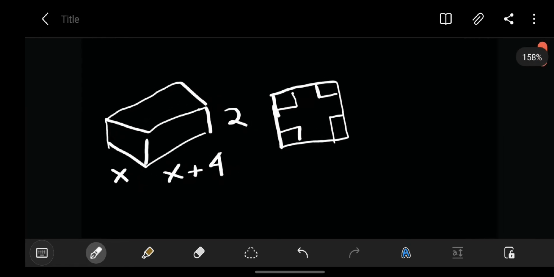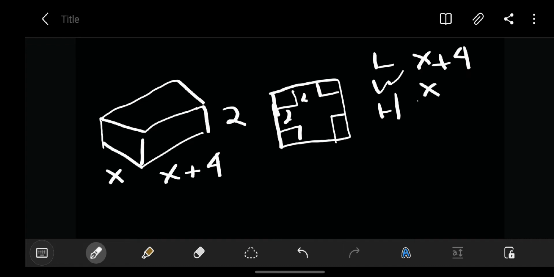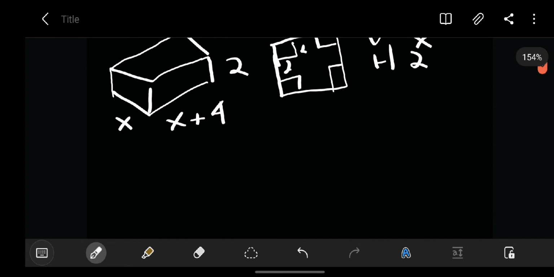As you can see, the length is x plus 4, the width is x, and the height is 2. This is 2, that's the corners. Let's first write down the length, the width, and the height. The length is x plus 4, right? And the width is x. Height is 2. Now, what should be the formula for the volume of a rectangle?